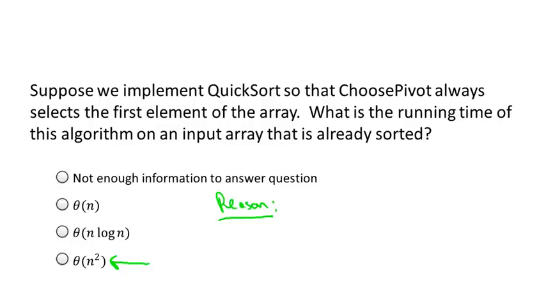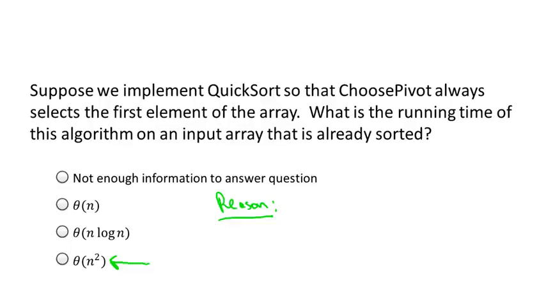Well, to understand, let's think about what pivot gets chosen and what are the ramifications of that pivot choice for how the array gets partitioned, and then what the recursion looks like. So let's just think of the array as being the numbers 1 through n in sorted order. What is going to be our pivot? Well, by definition, we're choosing the first element as the pivot, so the pivot is just going to be 1.